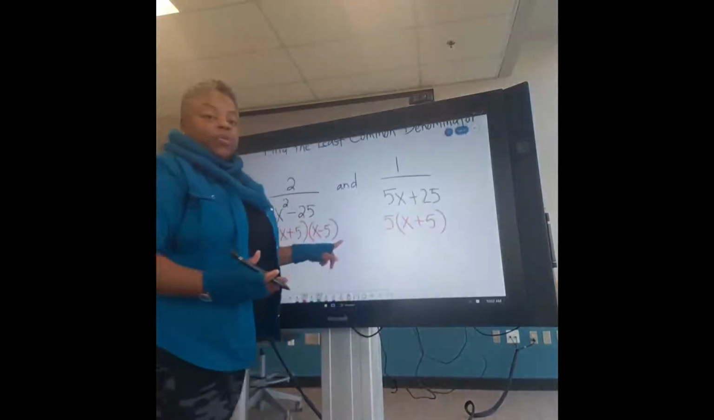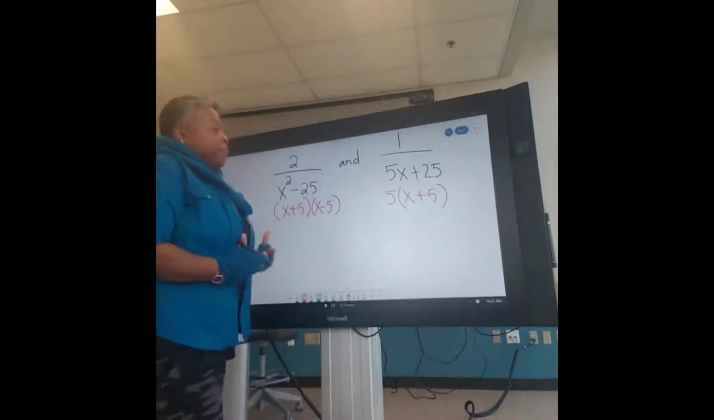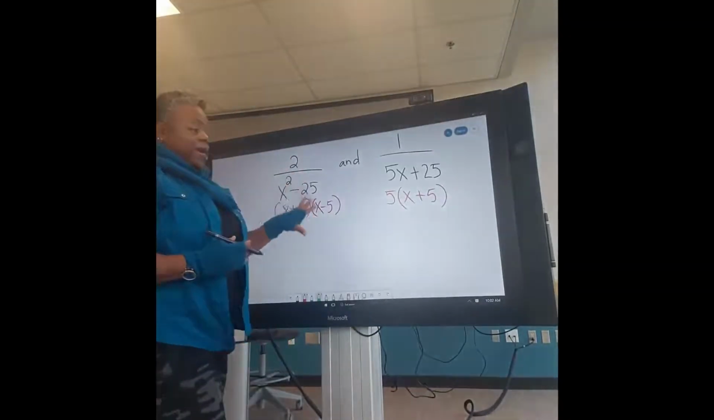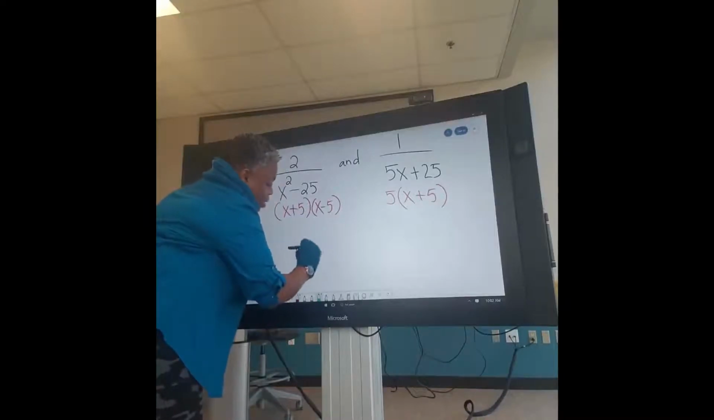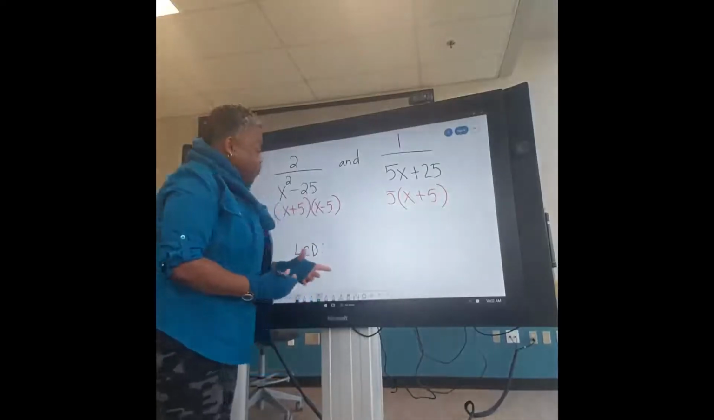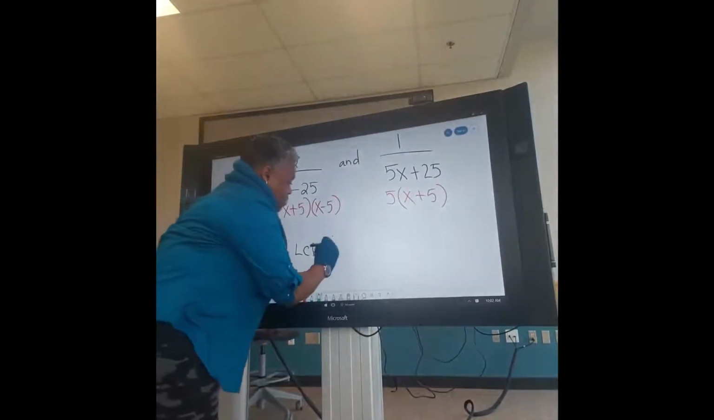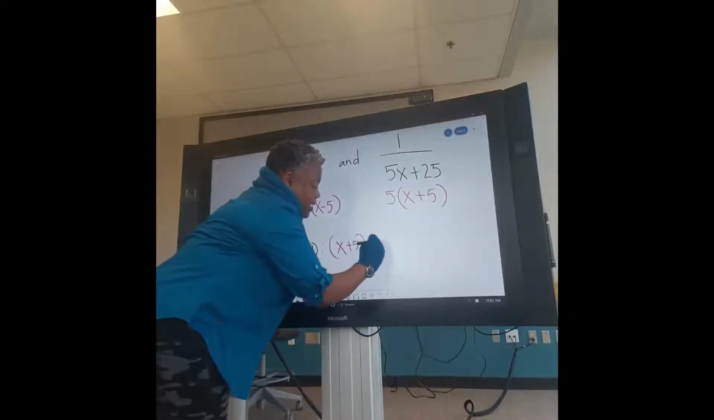Now there's a couple of ways that you can find your common denominator. So the first thing I like to do, I always like to take everything in my first denominator and start my LCD. We call the least common denominator LCD for short. So I'm going to take everything that's in my first fraction and include that into my LCD.